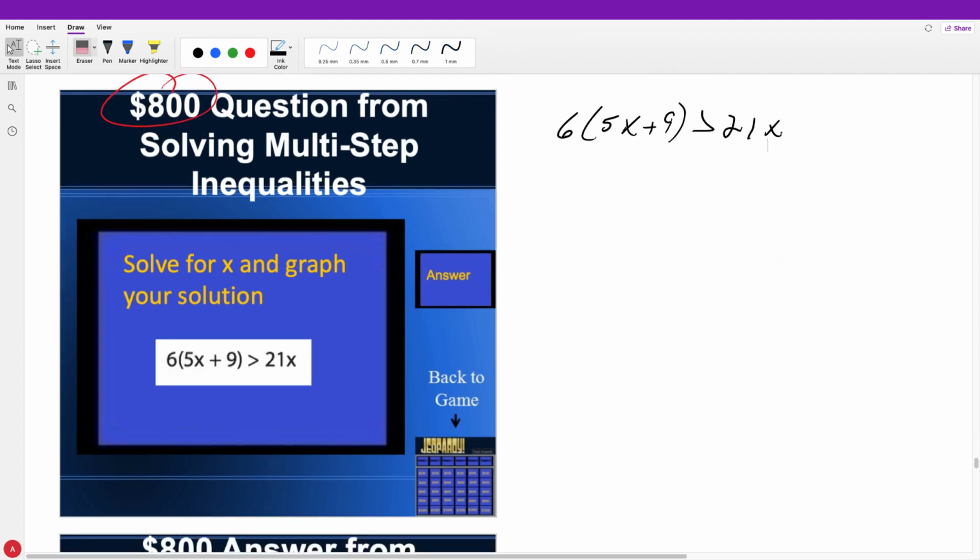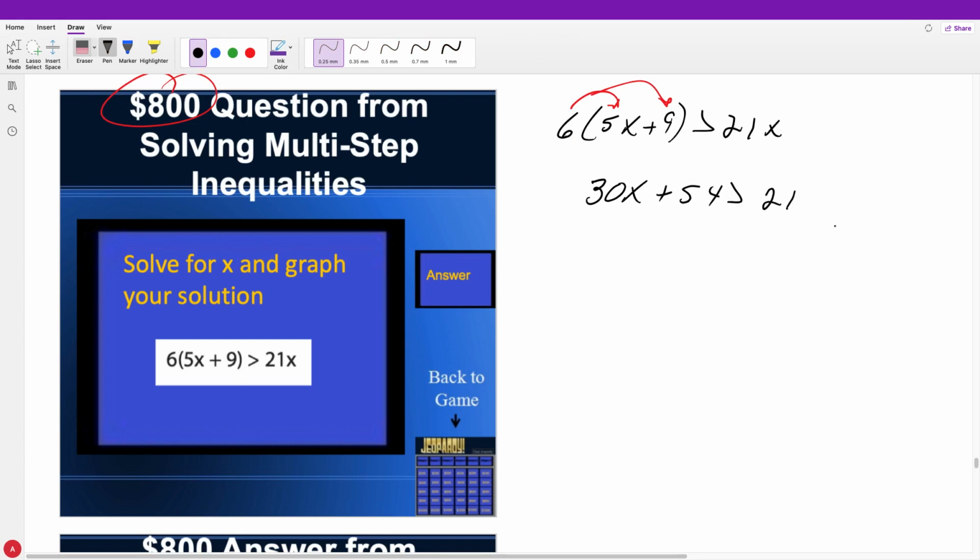All right, so now remember, same thing as equations. We need to simplify as much as we can. So I have this parentheses, so I'm going to distribute the 6 in. All right, and we're going to multiply. 6 times 5x is 30x, and 6 times 9 is 54.